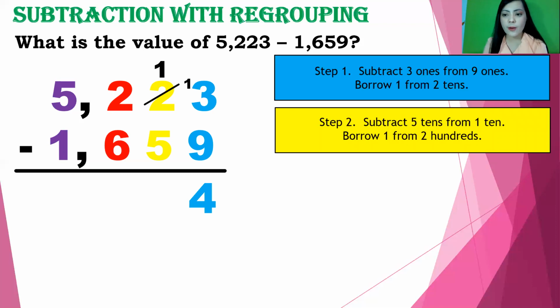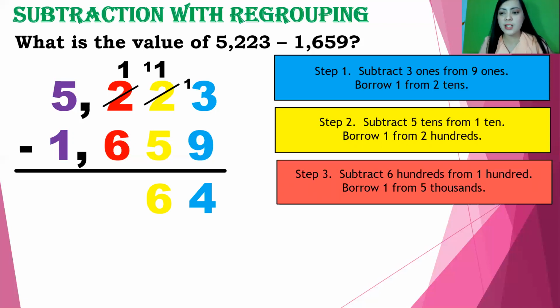Subtract 5 tens from 110. Borrow 1 from the 200, so 1 becomes 11 and 2 becomes 1. All right? So 11 minus 5 is equal to 6. And then 1 minus 6 cannot be. Subtract 600s from 100, we cannot subtract that one.